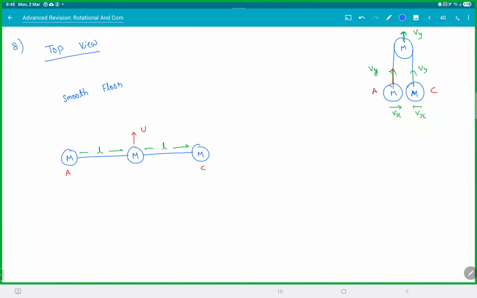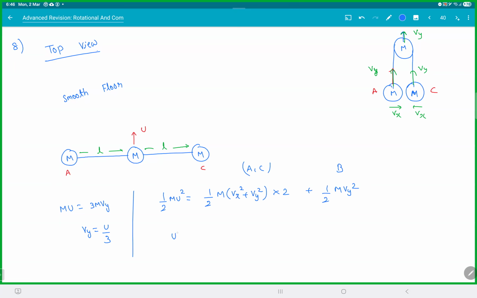So yeah, you're done. Conservation of momentum, conservation of energy. mu is equal to 3mVy. Vy is equal to u by 3. Since there are no external forces, energy is conserved. Half mu square is equal to half m (Vx square plus Vy square) 2 times for A and C, plus half m Vy square. This is for A and C and this is for B. Vy is u by 3, so cancel half m, that will be u square.